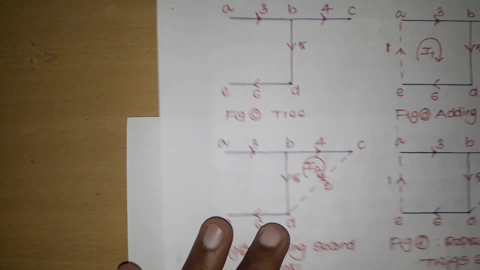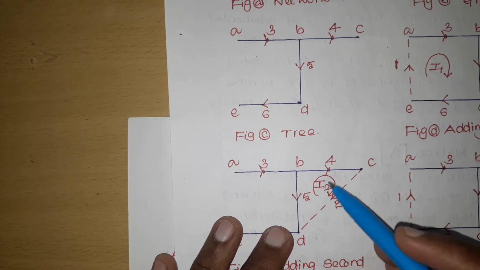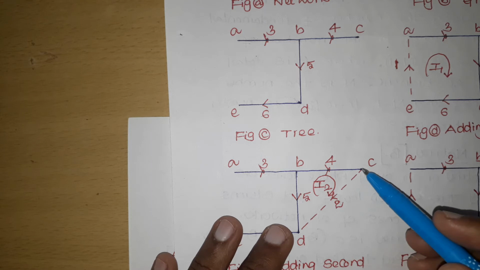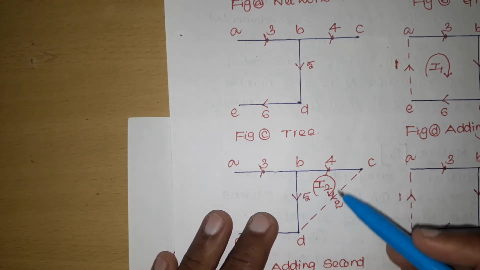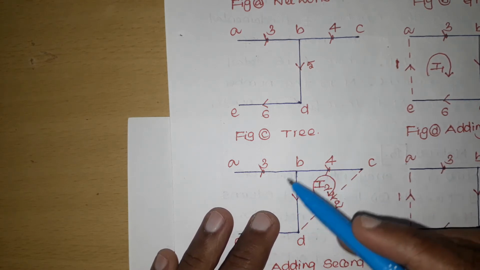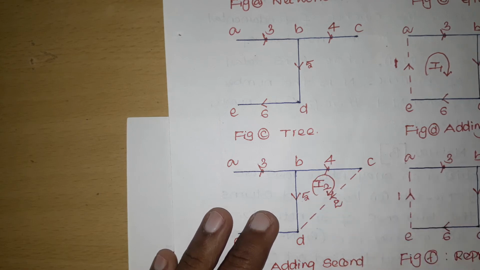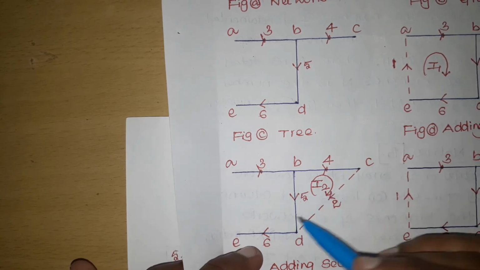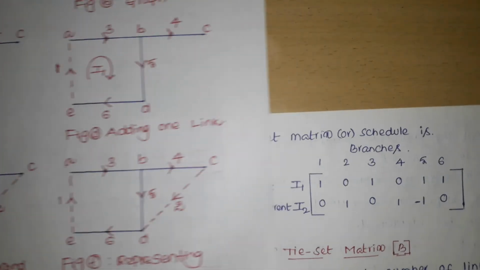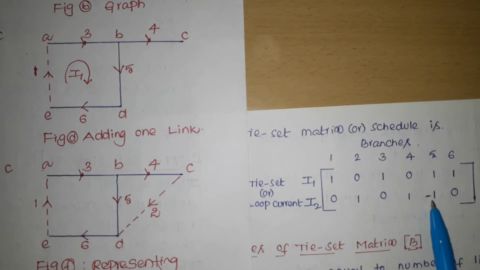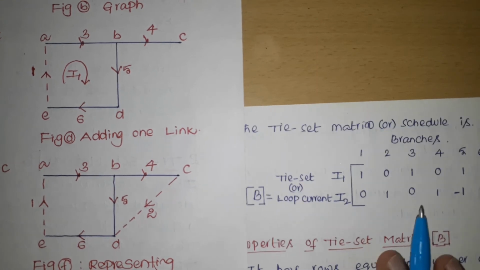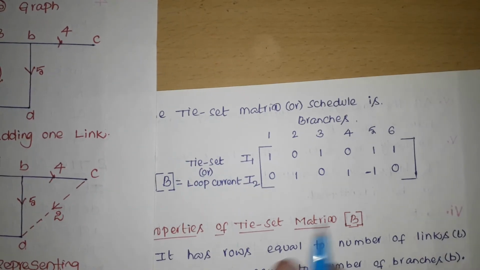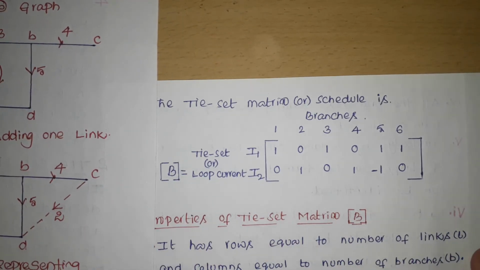Here, if you see the I2 direction, the current in the fourth branch is in the direction of I2, and the second branch by default is in the direction of the current. The current in the fifth branch is opposite to I2. So for the fifth branch you have to take a negative sign. In this way we have to fill the tie-set matrix, row wise.